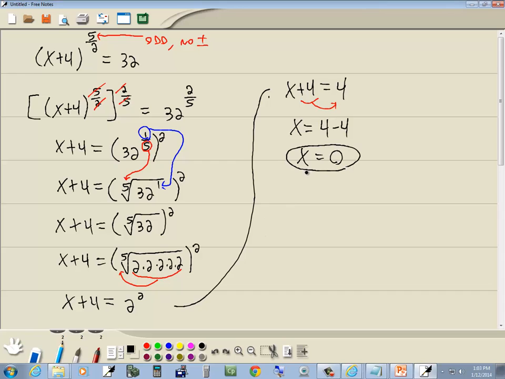Now you should always check this, because whenever you use the power principle, you get correct answers, but sometimes you also get answers that are incorrect. So if I put 0 up here, 0 plus 4 is 4. 4 to the 5/2 power is 32, so it checks.